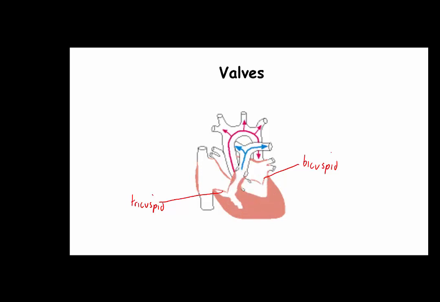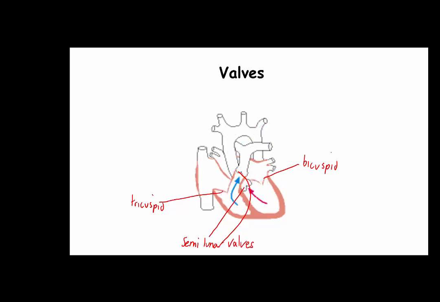We have also got this set here and this set here, which are the semi-lunar valves. So the bicuspid and tricuspid separate the atrium from the ventricles, and the semilunar valves separate the ventricles from the arteries.